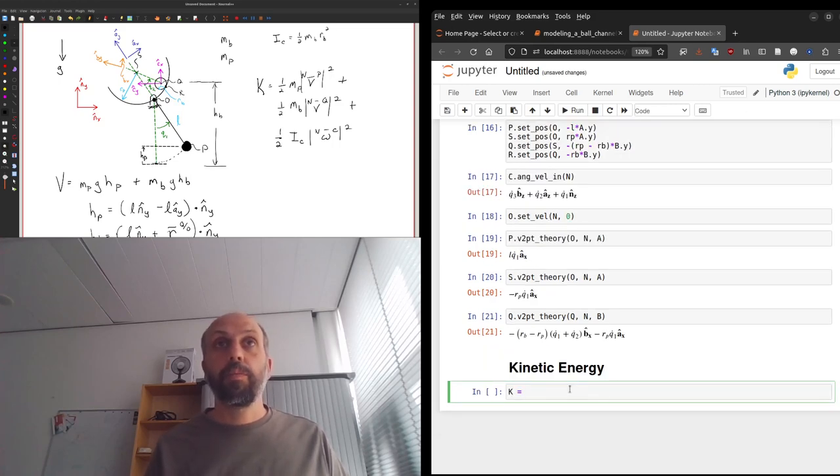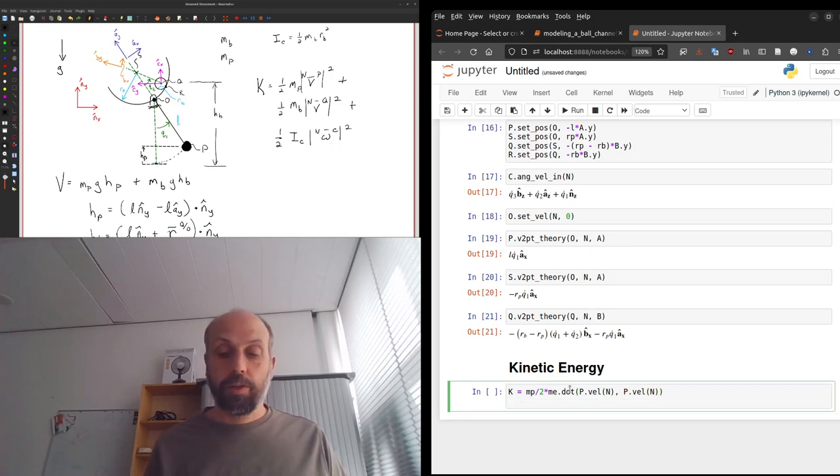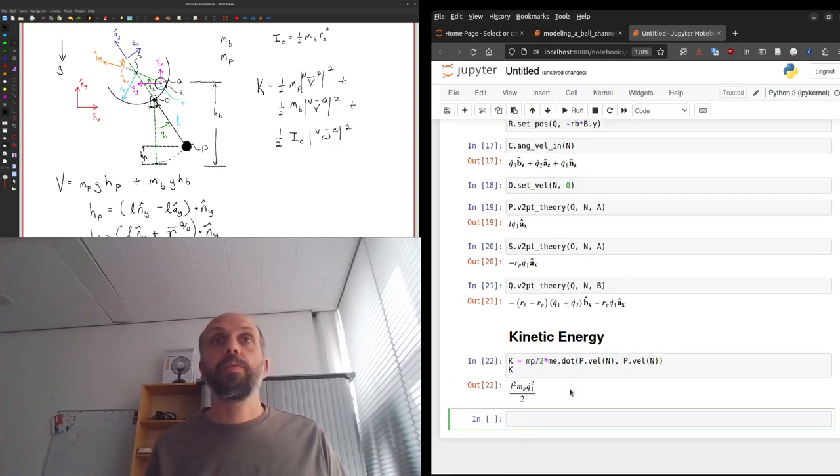Our kinetic energy term, we're going to have the mass of the bob P divided by 2 times, the easy way to do this and correct for 2D and 3D is not to take the magnitude, but just to dot the velocity. So P dot velocity in N with itself. And that gives us the squared magnitude. Now just take a look at that before we add in the next. So we get what we expect, right? It's the linear velocity squared times the mass over 2.